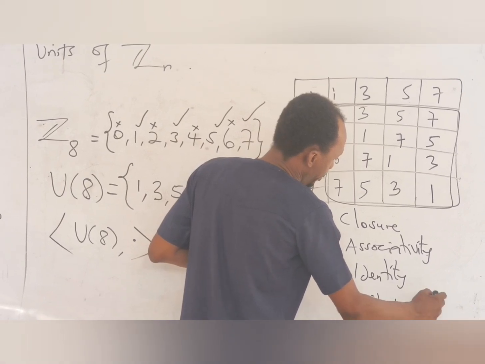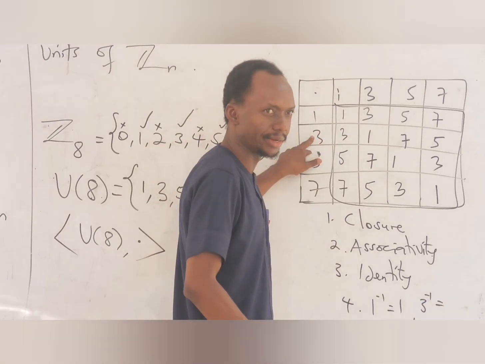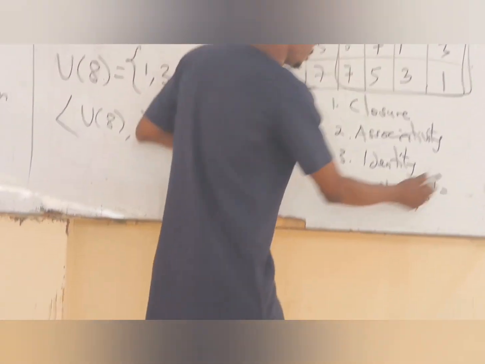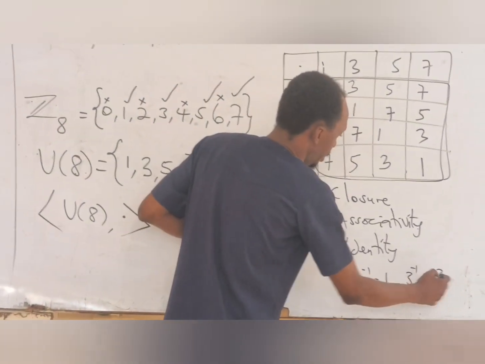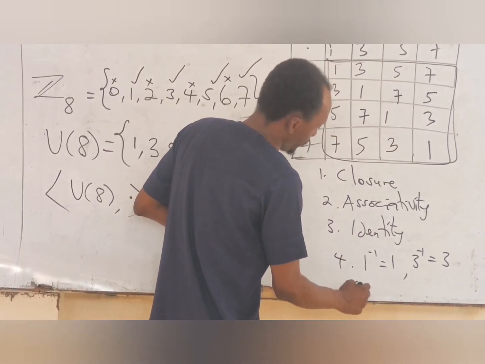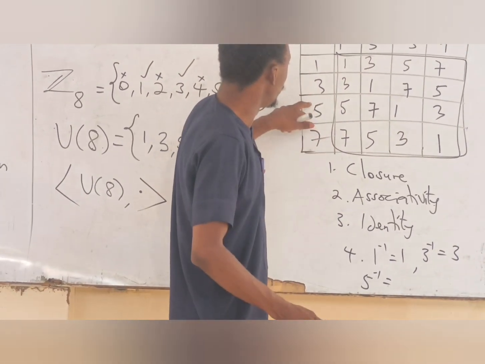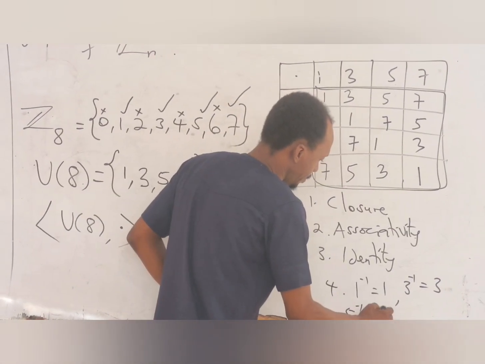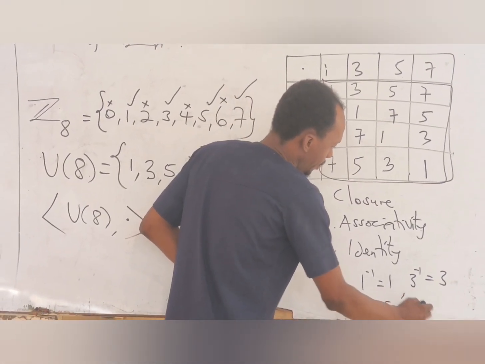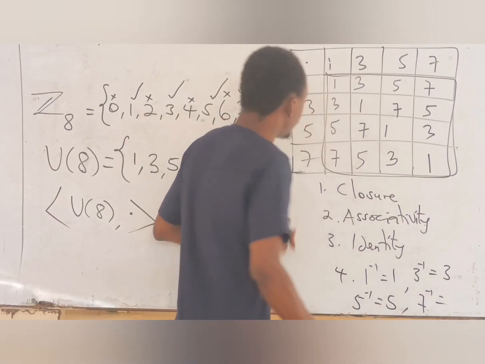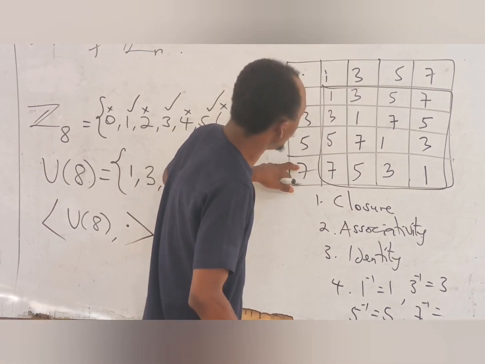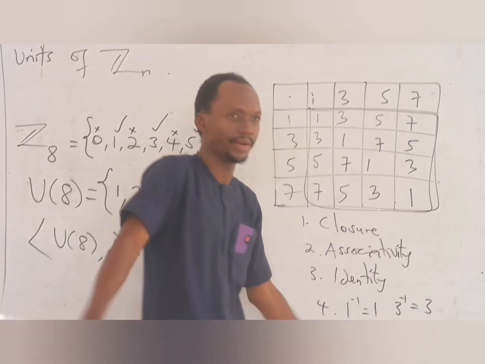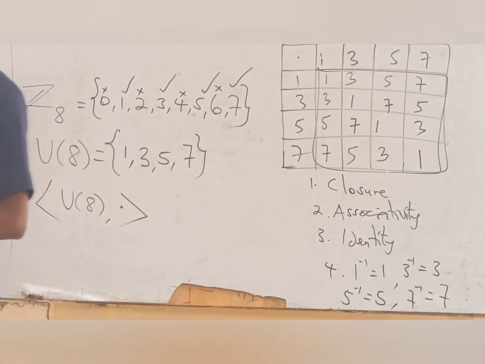Inverse of 3. What will you operate with 3 to get 1? 3 with 3 is 1. Can you see? Yes. And the inverse of 5. What will you operate with 5 to get 1? 1 with 5 gives us 1. Right, so the inverse of 5 is 1. What is the inverse of 7? 7. What will you operate with 7 to get 1? 7. Can you see? So every element has an inverse.